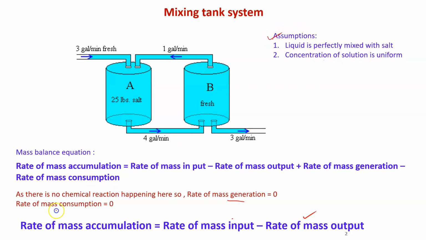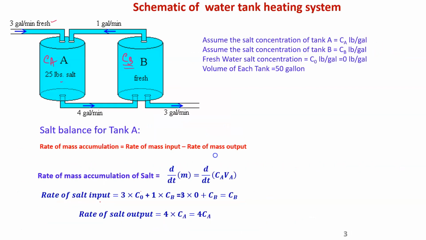And finally, we have the mass balance equation: rate of mass accumulation is equal to rate of mass input minus rate of mass output. Using that mass balance equation, we will get two ordinary differential equations. Now how do we get that? Here we are doing the balance for tank A. Assume that the salt concentration of tank A is Ca, Cb is the salt concentration of tank B, and the fresh water salt concentration C0 is 0 pounds per gallon, and the volume of each tank is 50 gallons, so that is given.